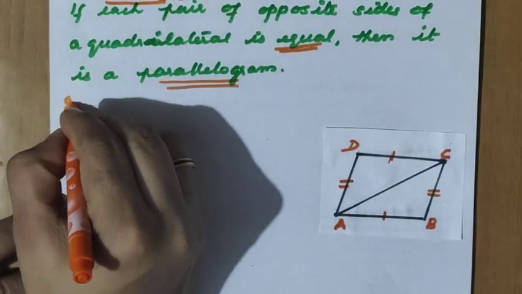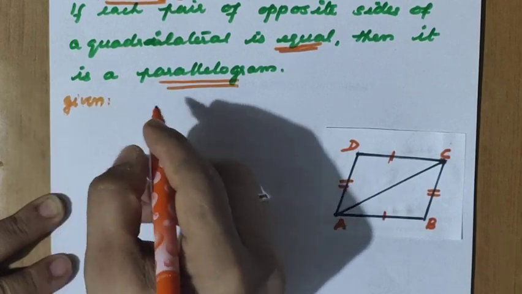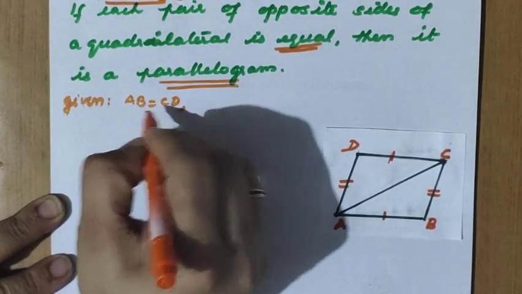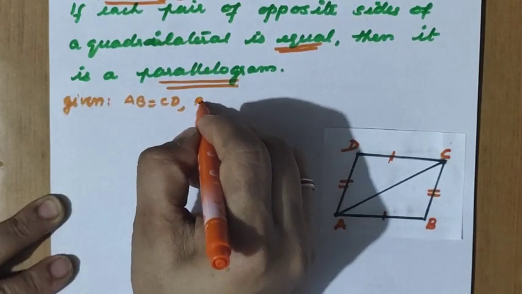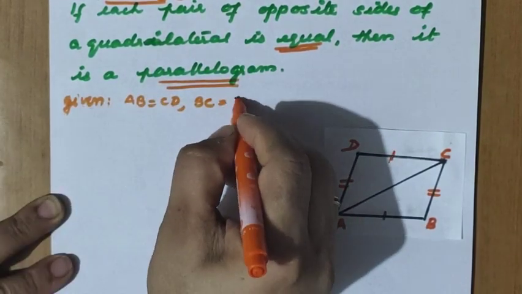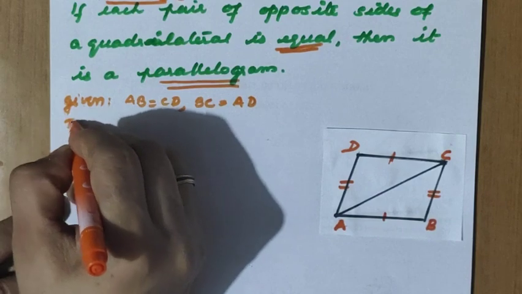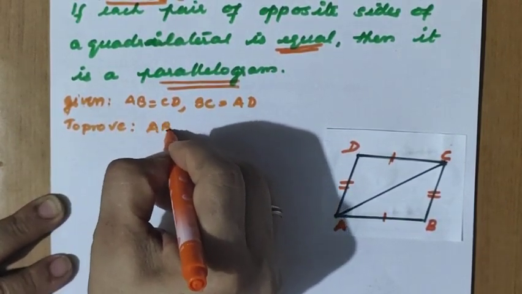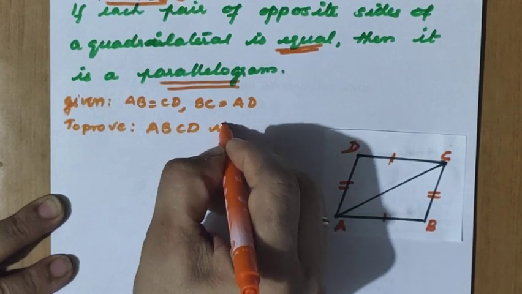So I'll write here: given AB equal to CD, BC equal to AD. Now what is to be proved here? To prove: ABCD is a parallelogram.